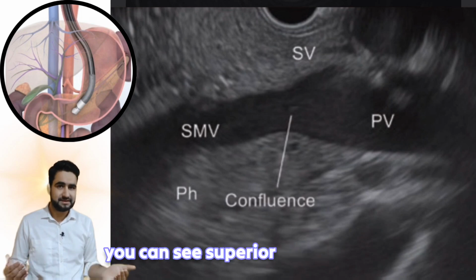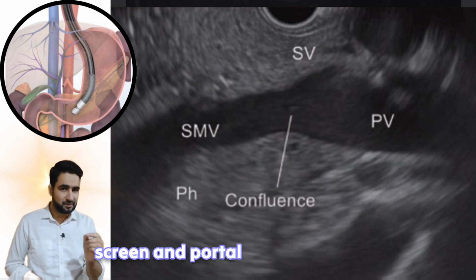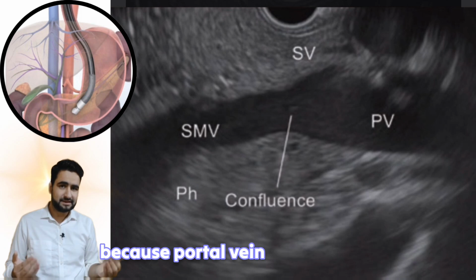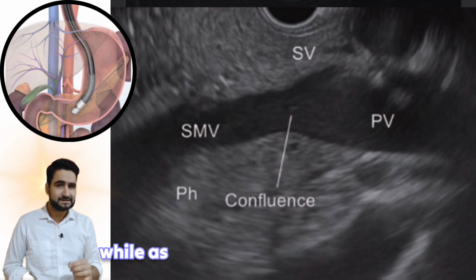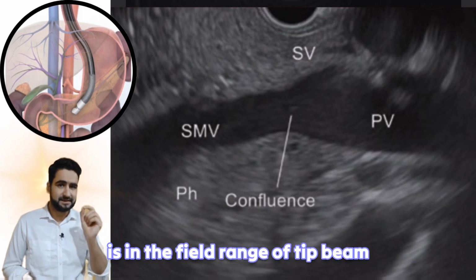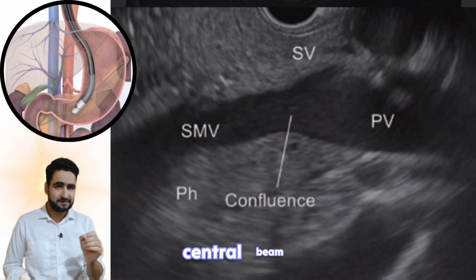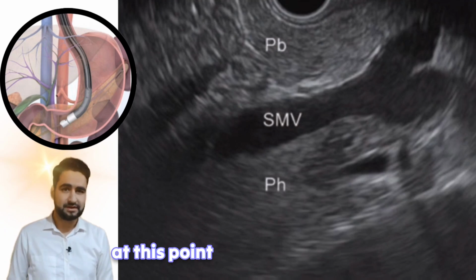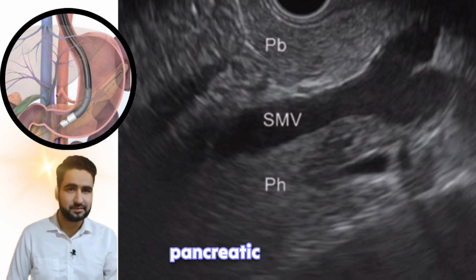You can see superior mesenteric vein on the left side of your screen and portal vein on the right side. Because portal vein is in the field range of shaft beam, while superior mesenteric vein is in the field range of tip beam. Confluence is in the field range of central beam, so it will be in the center. At this point, you have actually advanced up to the level of pancreatic body.